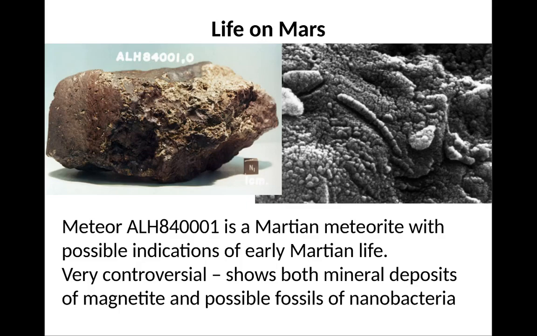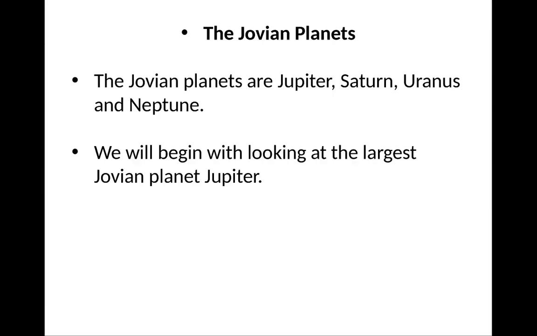More recently, a meteorite was found in Antarctica. This is ALH 84001, a Martian meteorite with possible indication of early Martian life. This is extremely controversial because it had a mineral deposit, magnetite, and possible fossil nanobacteria, but these bacteria are significantly smaller than any bacteria that have ever been found on Earth, and so these might not be bacteria at all, but might just be natural mineral deposits.